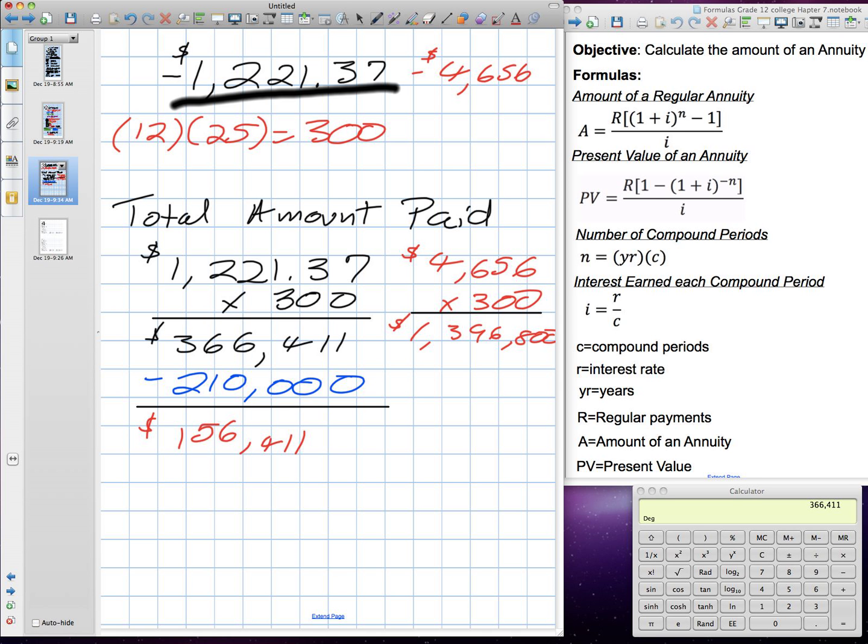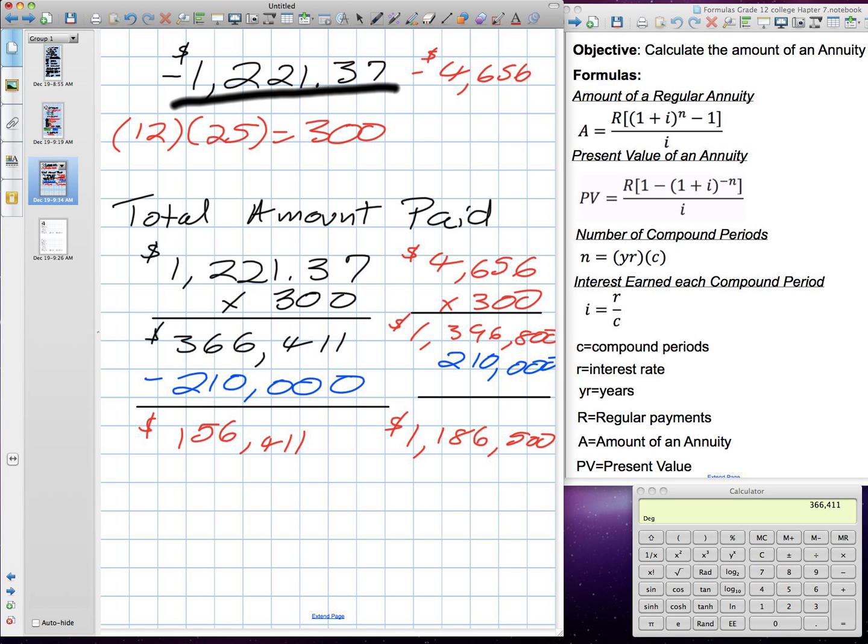Had it been the other number we had originally calculated, according to this, we paid over $1 million. It's quite the mortgage. And if that had been the right number, we had $1,396,000. Is that 800? Probably about 800. Subtract our $210,000. According to our other number, we would have paid $1,186,500 in interest. Right there, that should have kind of tipped you off. That makes no sense as a 5% interest rate.